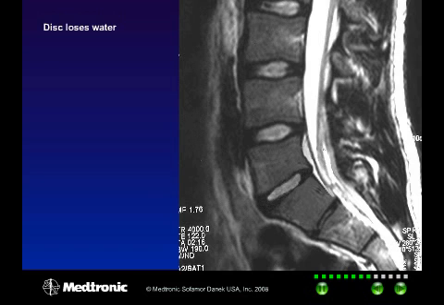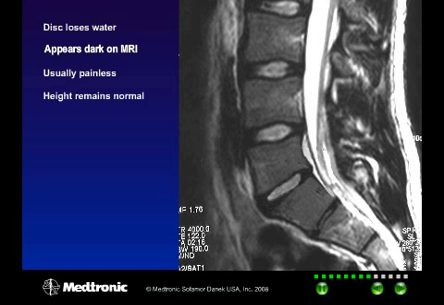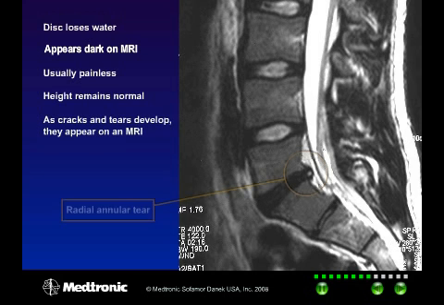As the disc loses water or desiccates, it appears dark on an MRI. This process is usually painless, and the height of the disc remains normal. As the disc desiccates, it develops cracks and tears, which often take the form of a radial annular tear that appears as a white dot on an MRI.